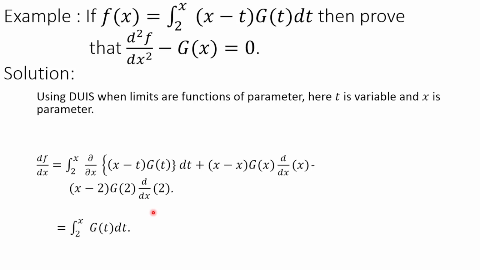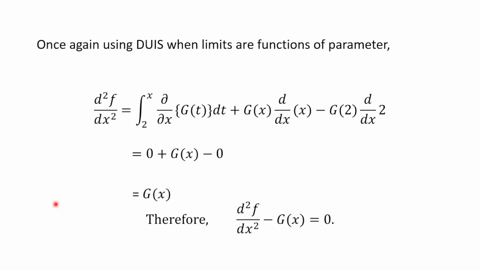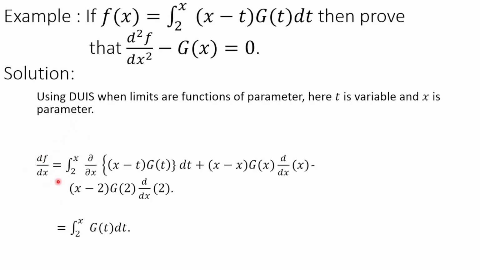But what we need to prove demands that we differentiate once again. That means we need to apply differentiation under the integral sign once again. So once again differentiating this df by dx with respect to x. x is our parameter. Remember, we are differentiating with respect to parameter.